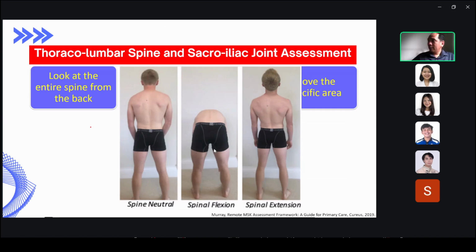And then spinal flexion, instruct them to touch or grab the floor using their fingers. And then spinal extension, have them stand again in the spine neutral position.